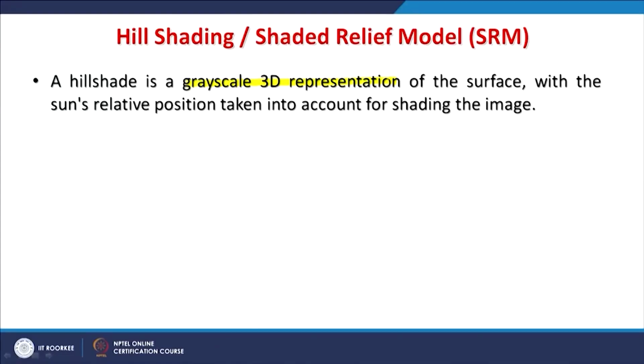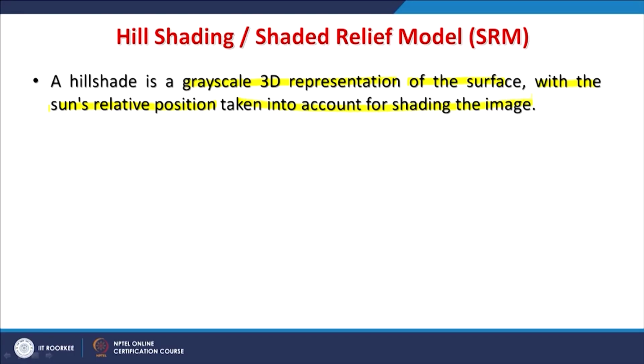I am using both terms, hillshading and shaded relief model. Earlier people were very comfortable with shaded relief model, but later on few people started using hillshading. And no issue, we can use any of these terms, the meaning is the same: a hillshade is a grayscale 3D representation of the surface. Of course, the input is a digital elevation model, and what it adds here is the sun's relative position taken into account for shading the image.